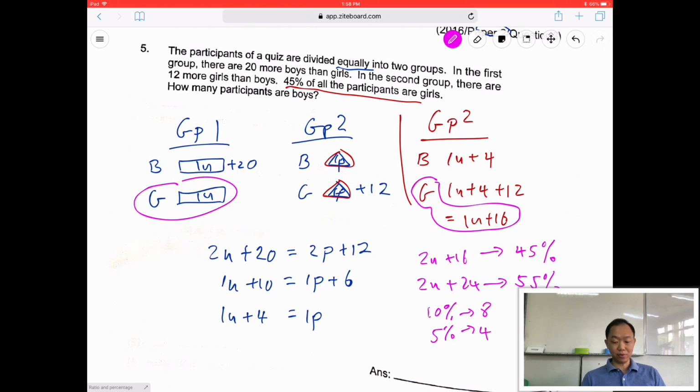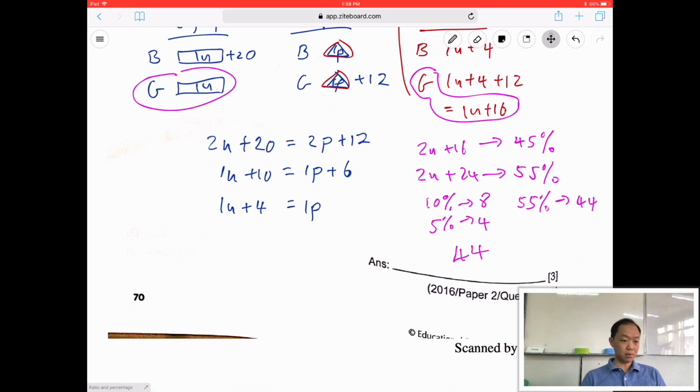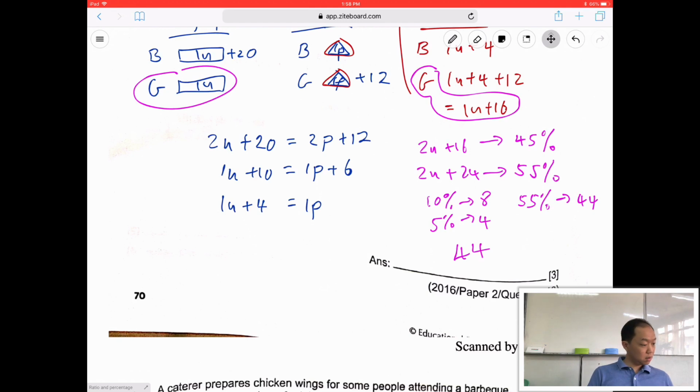How many boys are there? 55% times 11. 44. Took a while. Okay? Question 5. Let's check. Correct or not? Yeah, we're correct. How did they solve this?